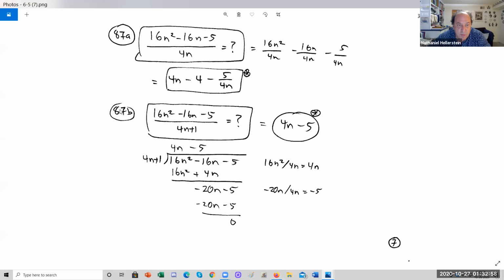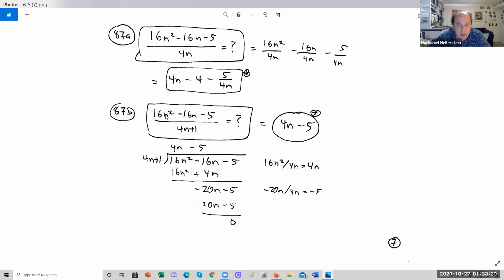Now, 87a and b are similar problems. Same numerator, 16n squared minus 16n minus 5. Different denominators, 4n here and 4n plus 1 here. So detectably different results. Here we go. For this one, it's a polynomial over a monomial. So we take this polynomial and divide each term by 4n. So 16n squared over 4n minus 16n over 4n minus 5 over 4n. This first term is 4n, the second term is minus 4, this third term stays minus 5 over 4n. So 4n minus 4 minus 5 over 4n for part A.